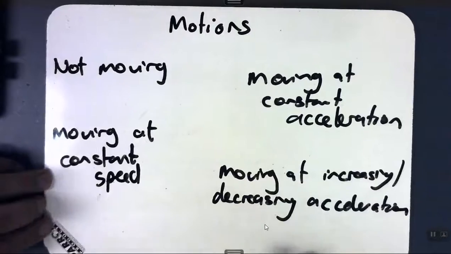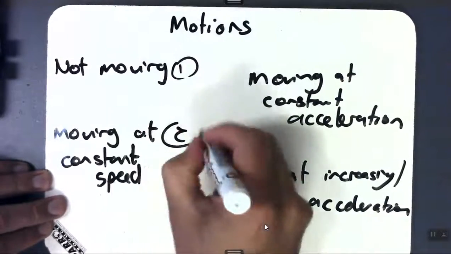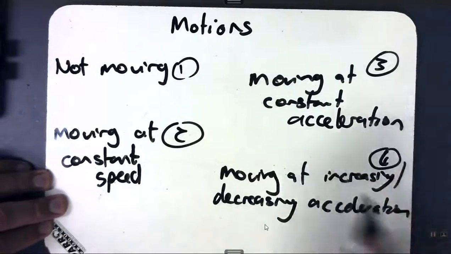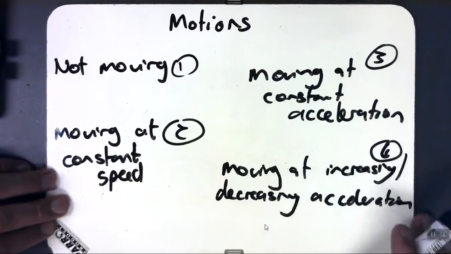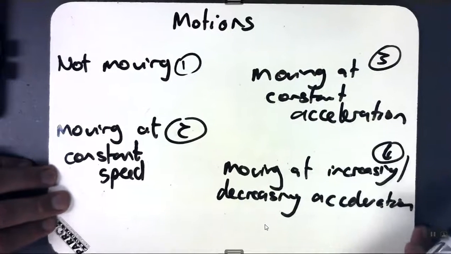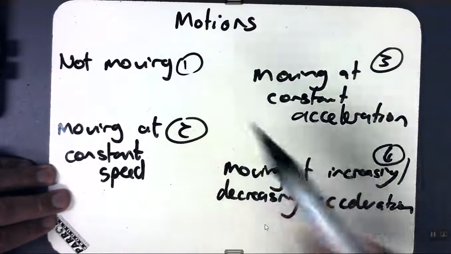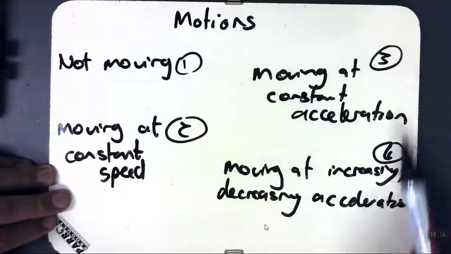Now, if you're doing physics in IGCSE, the first three would be the core, and the fourth one would be the extended work that you're going to learn. If you're doing AS mechanics, then you're only going to know about the first three, and if you're doing AS physics, you're going to do all four as well.